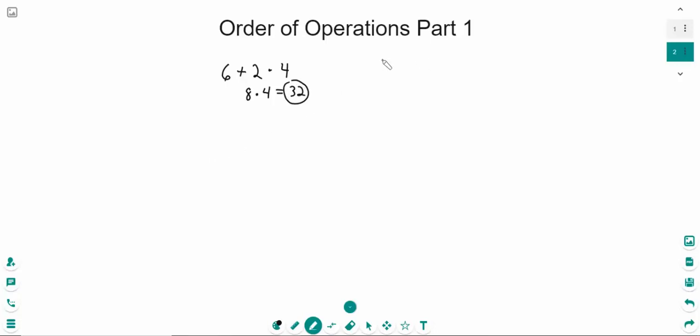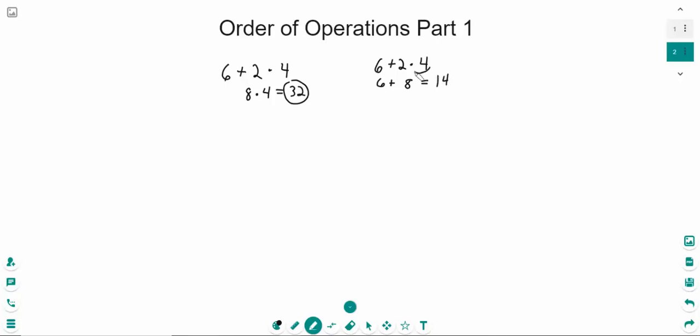But let's look at this again. What if I've got 6 plus 2 times 4? I'm just rewriting it here. It's the same problem. And now we work it a little bit differently. Let's start from the right side and move to the left side. So we've got 4 times 2, which is 8. So I'll just write that here. And then I have this plus 6 left over. Now I've got 6 plus 8, which is 14.